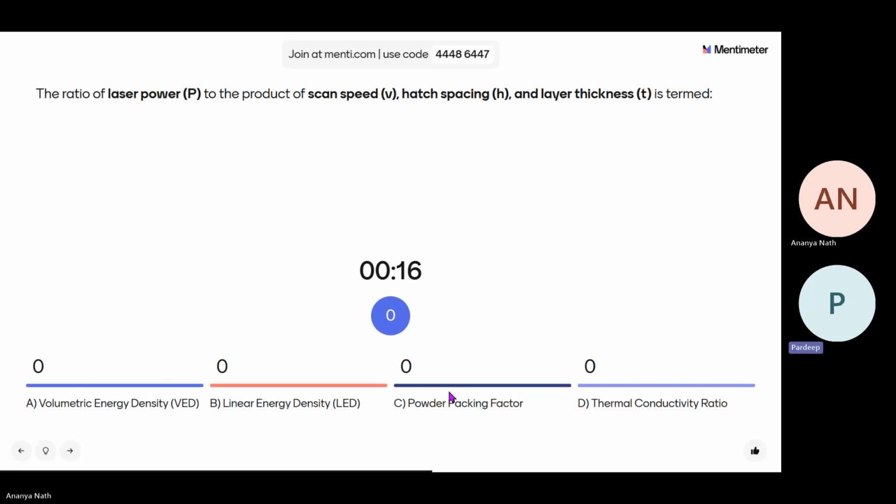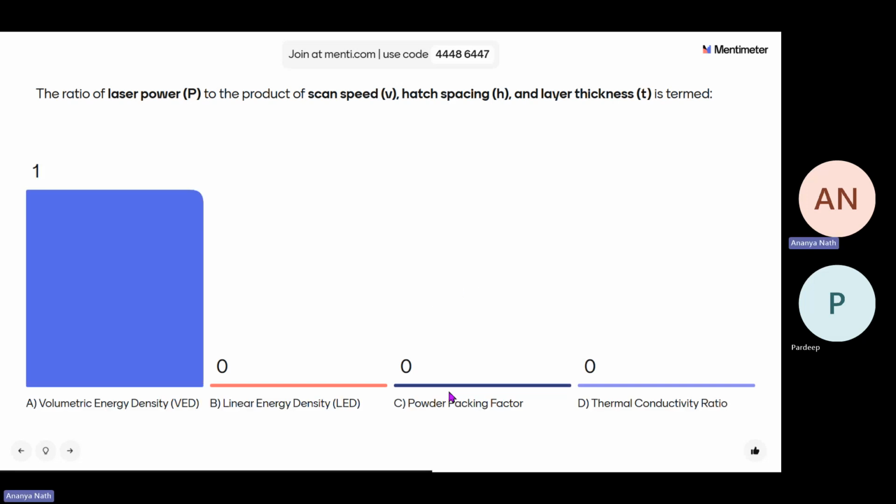Ratio of laser power to the... So there is a very well-known equation: power divided by hatch spacing times layer thickness times scan speed. It's the volumetric energy density. Yes, correct.